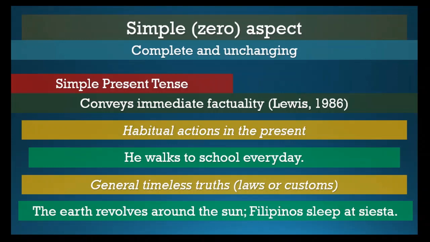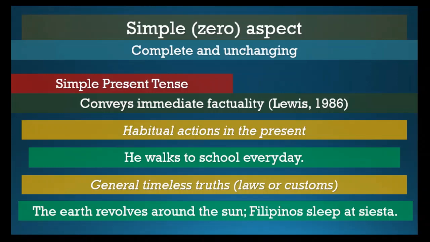Now, aside from telling habitual actions, the simple present tense is also used to tell general timeless truths, like the earth revolves around the sun and Filipinos sleep at siesta. The first one tells us of a scientific truth, while the second one says something about a custom. And we cannot say that the earth is revolving around the sun, because that would mean that this revolution is a process that changes from time to time. Since this is a timeless truth, we refer to this scientific phenomenon in the simple present tense.